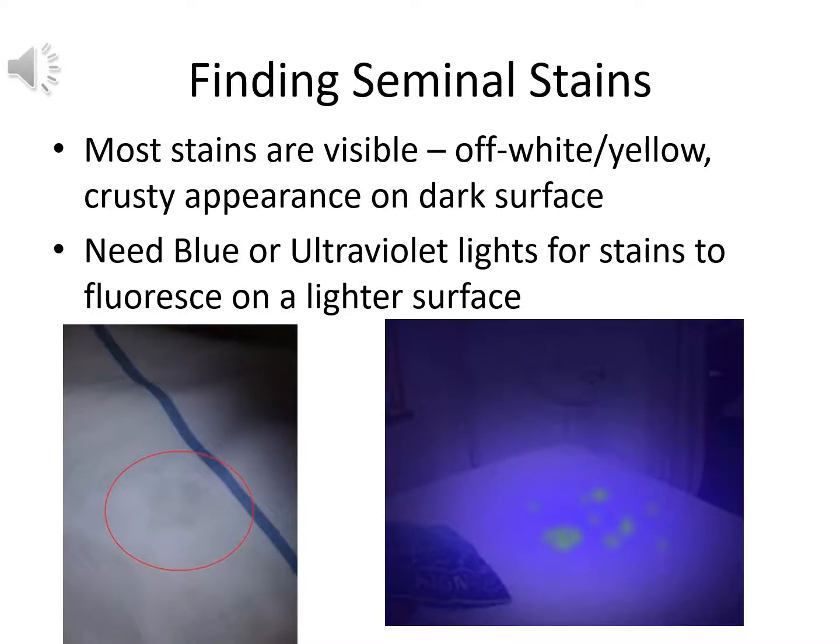Oftentimes finding those seminal stains is not too difficult. Most of the stains are visible. You're looking for an off-white to yellow, crusty appearance on a dark surface. If it's a light surface, you might need a blue light or an ultraviolet light to see those stains fluoresce. But again, it's not usually terribly difficult to find those stains.